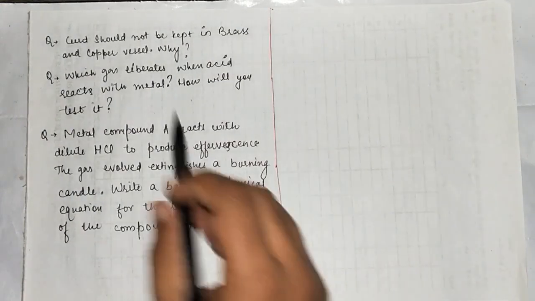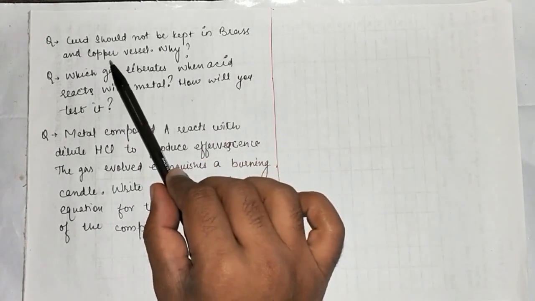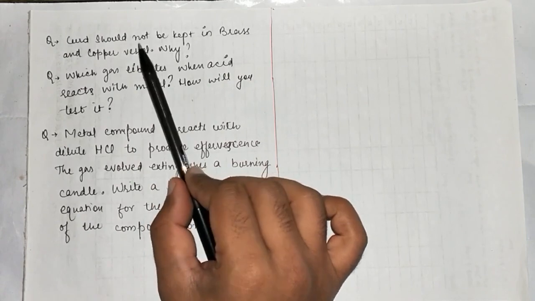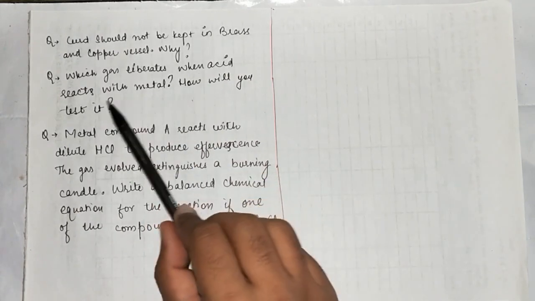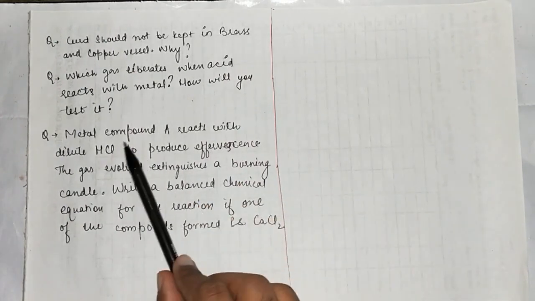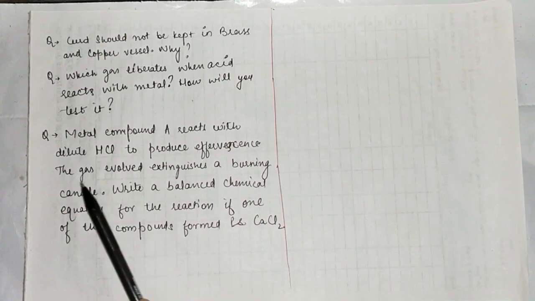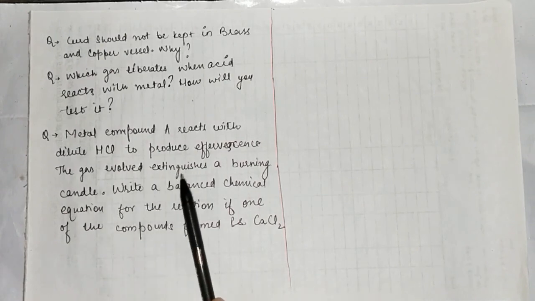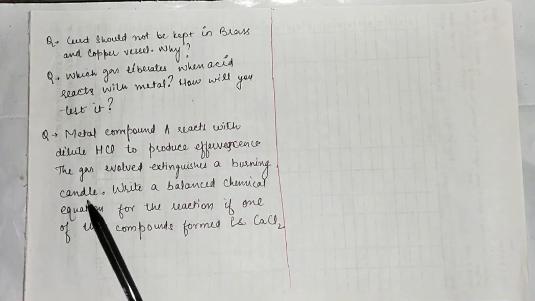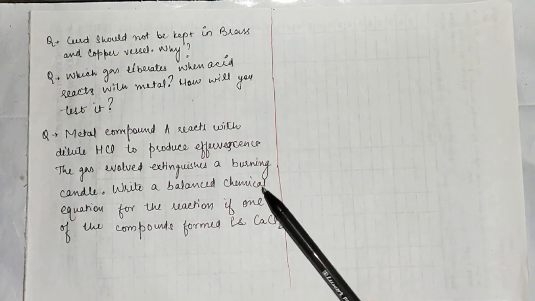First question: curd should not be kept in brass and copper vessels. Why? Second question: which gas is liberated when acid reacts with metal? How will you test it? Third one: metal compound A reacts with dilute HCl to produce effervescence. The gas evolved extinguishes a burning candle. Write a balanced chemical equation for the reaction if one of the compounds formed is CaCl2.